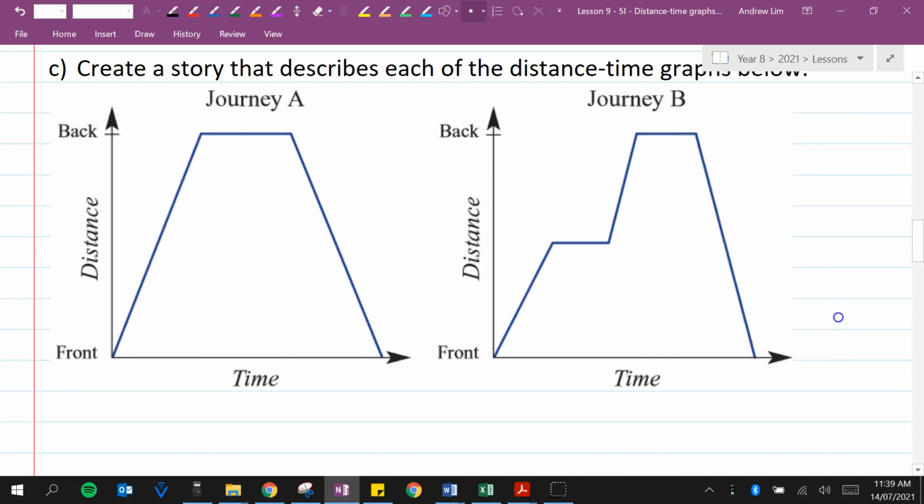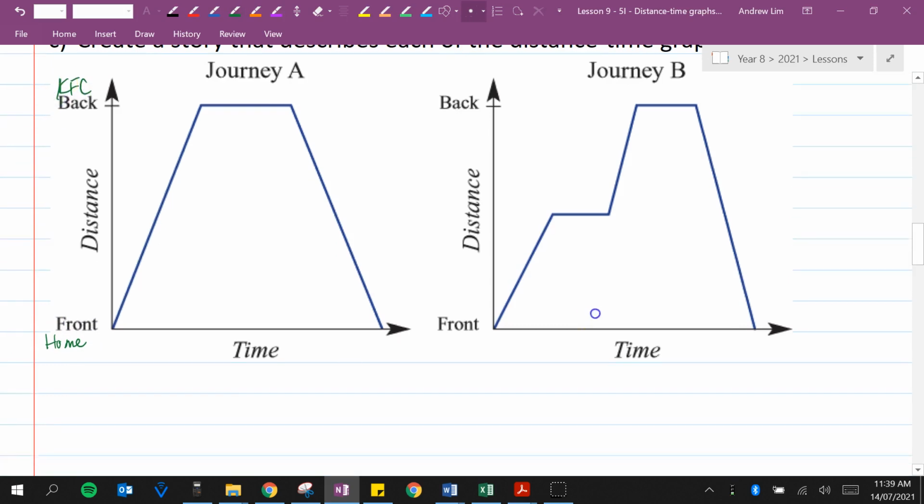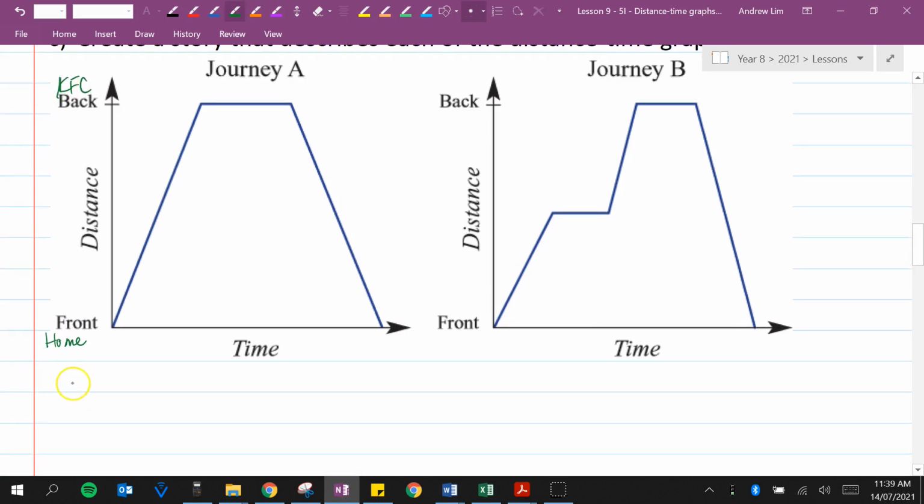Okay, so for journey A, I'm just going to make this up. Yours could be completely different, as long as you've got the correct idea, that's fine. So we've got front and back. We'll call front home, and we'll call back KFC. Let's say that's 1, let's say that's 2, and let's say that's 3.